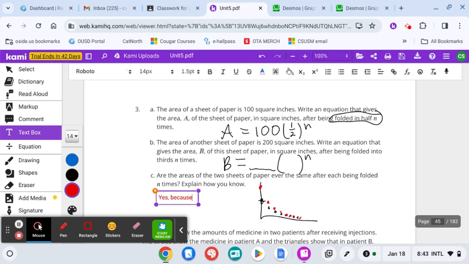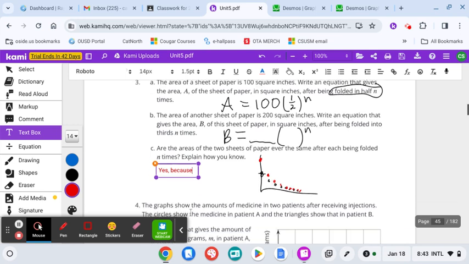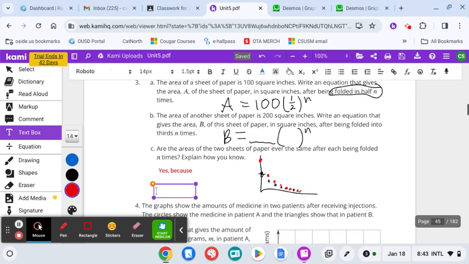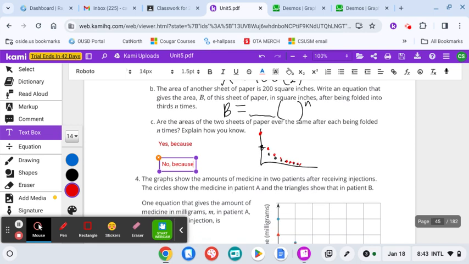I think that they will end up being the same. Or is your opinion that no, they are not ever going to be the same because the half and the third are never going to land on the same exacts? Like, literally, what is your opinion on this response? And make sure you support it with some sort of an explanation.